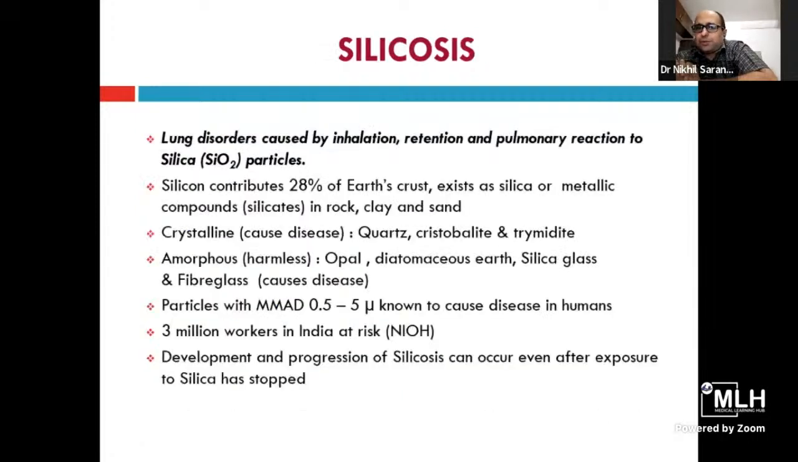What is silicosis in short? Silicosis is a group of lung disorders caused by inhalation, retention, and pulmonary reaction to silica, or silicon dioxide particles. Silica makes up 28% of the Earth's crust, and it exists as metallic compounds in rock, clay, and sand. There are two types: crystalline silica and amorphous silica, which is harmless. The crystalline silica causes disease. Three million workers in India are at risk, according to the National Institute of Occupational Health. Keep in mind, the development and progression of silicosis can occur even after the exposure to silica has stopped. In our case, the exposure source was the Agra stone. Next.